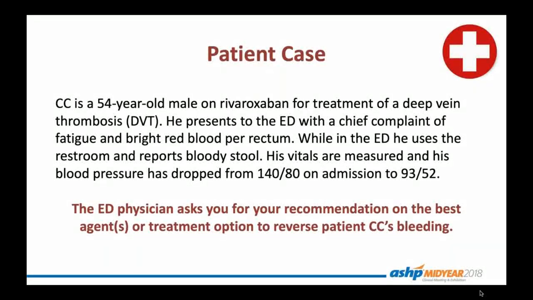To start it off, I'd like to relate it to a patient case. We have CC, who's a 54-year-old male on rivaroxaban for the treatment of a deep vein thrombosis. He presents to the ED with the chief complaint of fatigue and bright red blood per rectum. While in the ED, he uses the restroom and reports bloody stool to the nurse. His blood pressure dropped from 140/80 on admission to 93/52. A real life scenario that happens in most emergency departments. The ED physician asks you for your recommendation on the best agent or agents to reverse patient CC's bleeding.